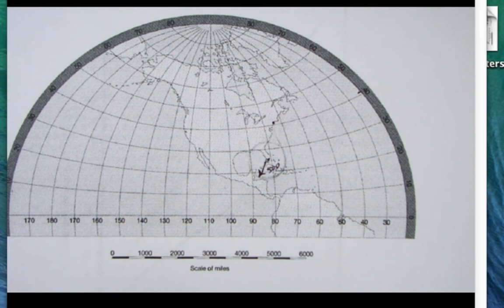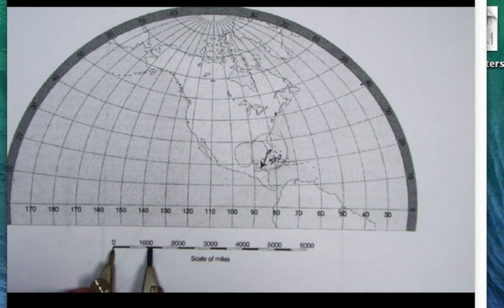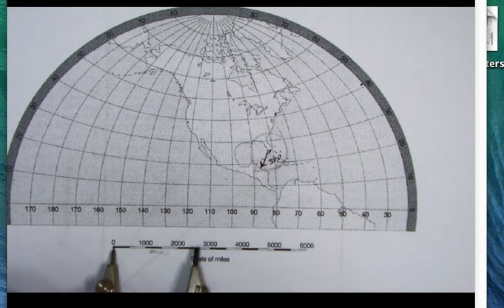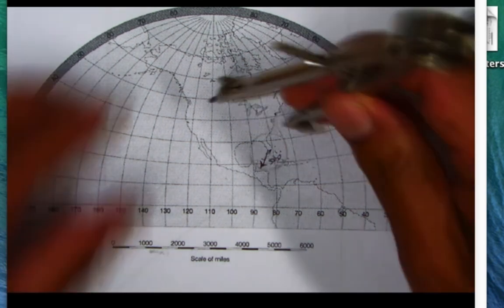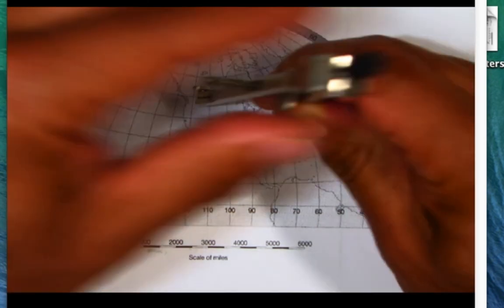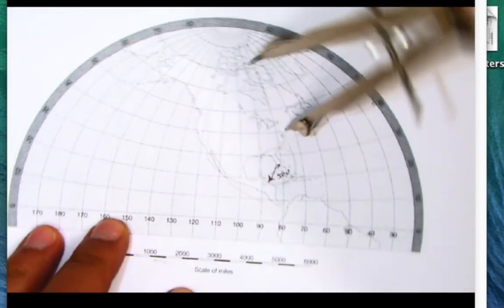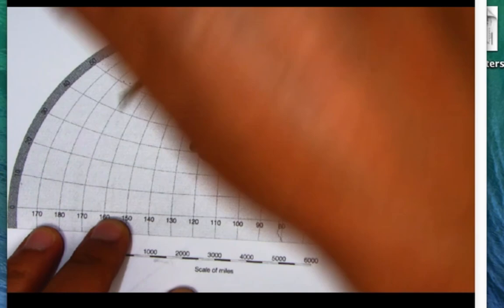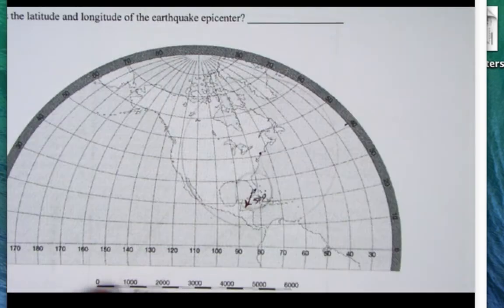So now I'm going to calibrate my compass here to 2,400. And then I'm going to draw my circle here. Right? So I'm going to calibrate this 2,500, a little bit less, right about there. So now I've calibrated that to 2,400, and I'm going to draw a circle of that radius. So that earthquake is going to occur somewhere on this circle. So I'll draw a larger circle here. So the earthquake is somewhere on that circle.